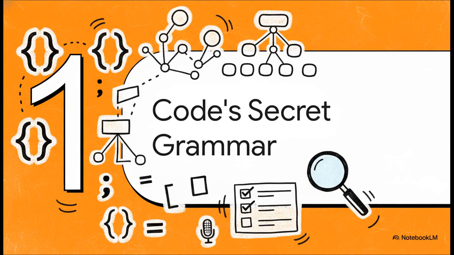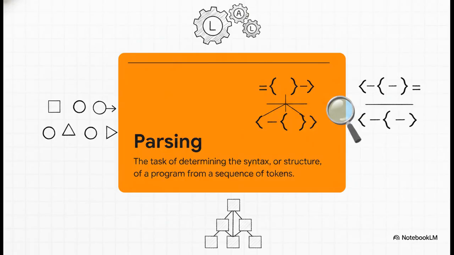And that brings us right to our first big idea here, code's secret grammar, because that's really what this is all about. Just like any human language, programming languages have their own strict formal grammar. And the process of checking your code against that grammar, well, that has a special name. It's called parsing. And at its heart, parsing is just the job of figuring out the syntax, the structure of your program. It takes that whole stream of code tokens, and you can think of tokens as just the individual words and symbols, like if, or a plus sign, or a number, and it figures out how they all fit together to form one coherent thought.